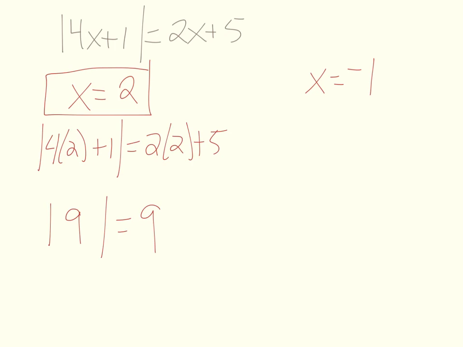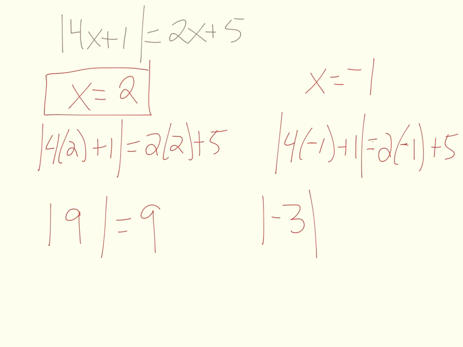All right, let's check over here. Absolute value of 4 times negative 1 plus 1. Does that equal 2 times negative 1 plus 5? So what's 4 times negative 1? Negative 4 plus 1. So that's the absolute value of negative 3. Does that equal 2 times negative 1 plus 5? So does the absolute value of negative 3 equal 3? Yep. All right, we got our 2 answers. No extraneous solutions. You got to tell me somehow that you know they're both answers or that one of them doesn't work or whatever.